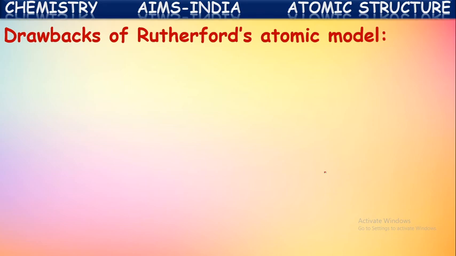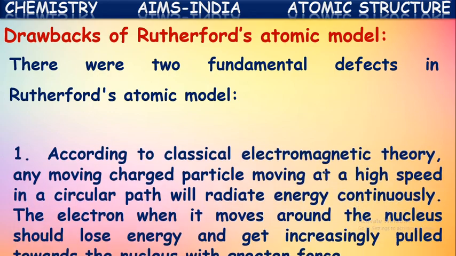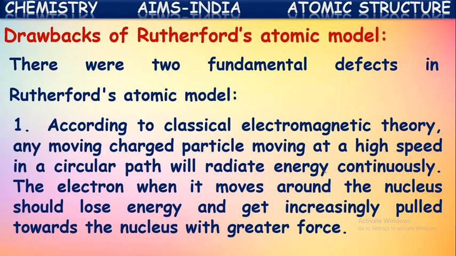Even though it gives much clarity about the structure of the atom, there are some drawbacks. Let us see the drawbacks of Rutherford's atomic model. There were two fundamental defects in it. One of them is that, according to classical electromagnetic theory, any charged particle moving at high speed in a circular path will radiate energy continuously.